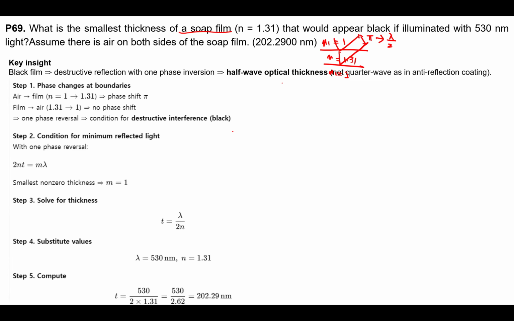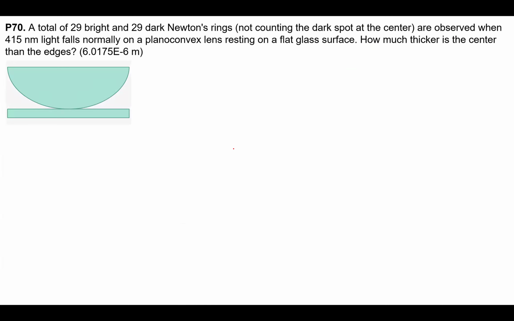The condition for the minimum reflected light in this case is destructive. And for the smallest non-zero thickness, m equal to 1. And so for the thickness, you can get this one, and then plug in the numbers, you will get the thickness.